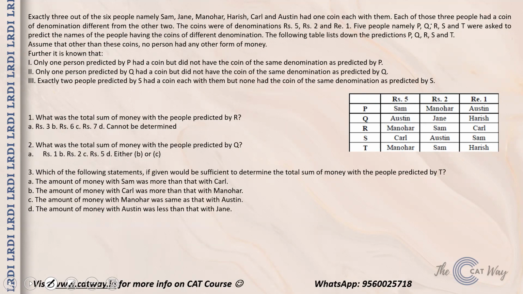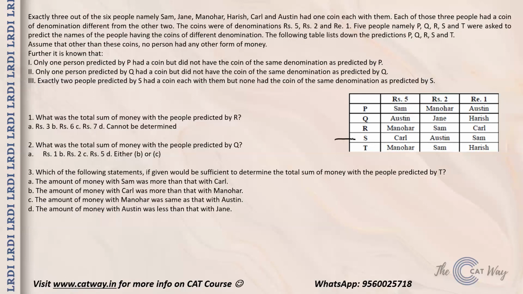Further, it is known that only one person predicted by P had a coin but did not have the coin of the same denomination as predicted by P. Only one person predicted by Q had a coin but did not have the coin of the same denomination as predicted by Q. And there are exactly two people predicted by S who had a coin each with them, but none had the coin of the same denomination as predicted by S.